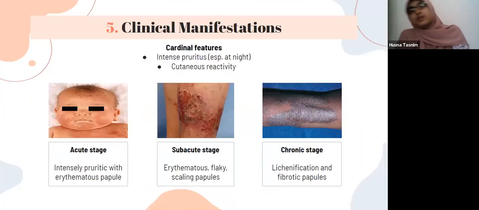Okay, then we move to the clinical manifestations. The cardinal features of eczema are two, which are the intense pruritus, especially at night, and the cutaneous reactivity. The key feature is actually the itchiness, because if it is not itchy, then it is not an eczema.